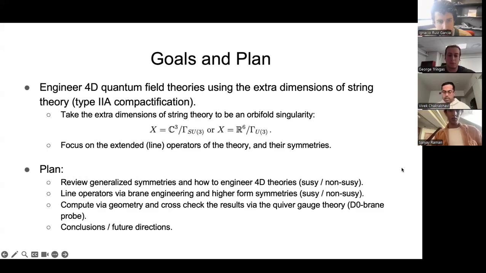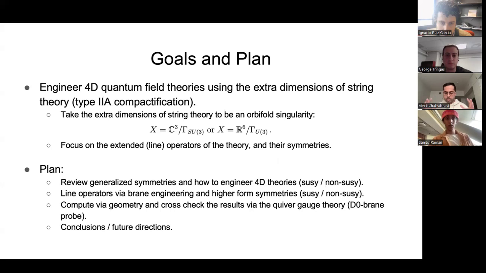Okay, so let me just begin by laying out my goals for today's talk. What I want to do is to engineer interesting 4D quantum field theories using the extra dimensions of string theory. And for the most part, I'll stick to the type 2A setting today. The way to engineer these theories is to take the extra dimensions of string theory to be a non-compact orbifold singularity. So in the supersymmetric case, the orbifolding group is some finite subgroup of SU3, whereas in the non-supersymmetric case, which we'll try to explore now, it's a more general subgroup of U3.